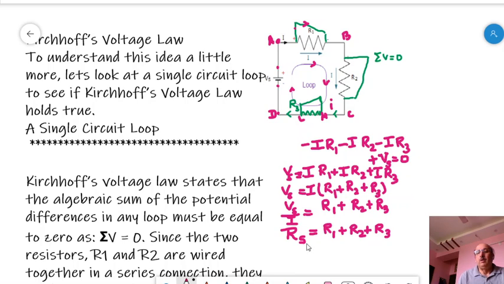So Kirchhoff's voltage law is verifying the law of resistance in series. Rs is equal to R1 plus R2 plus R3. If there are other resistances, then they will be plus R4, R5, and so on.